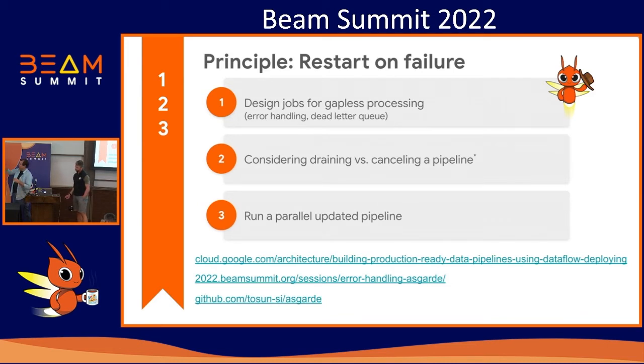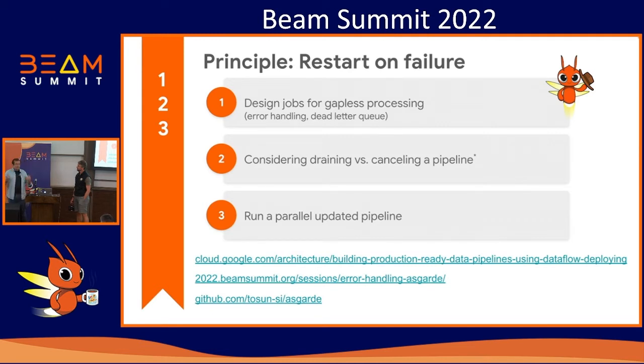So if you want to know more about these strategies, I recommend you a couple of links. There's this very nice guide about running Dataflow pipelines in production. A lot of the advice is, well, of course, focused on the case of Dataflow running, but it has also very generic advice that can be applied to many other Apache Beam pipelines.